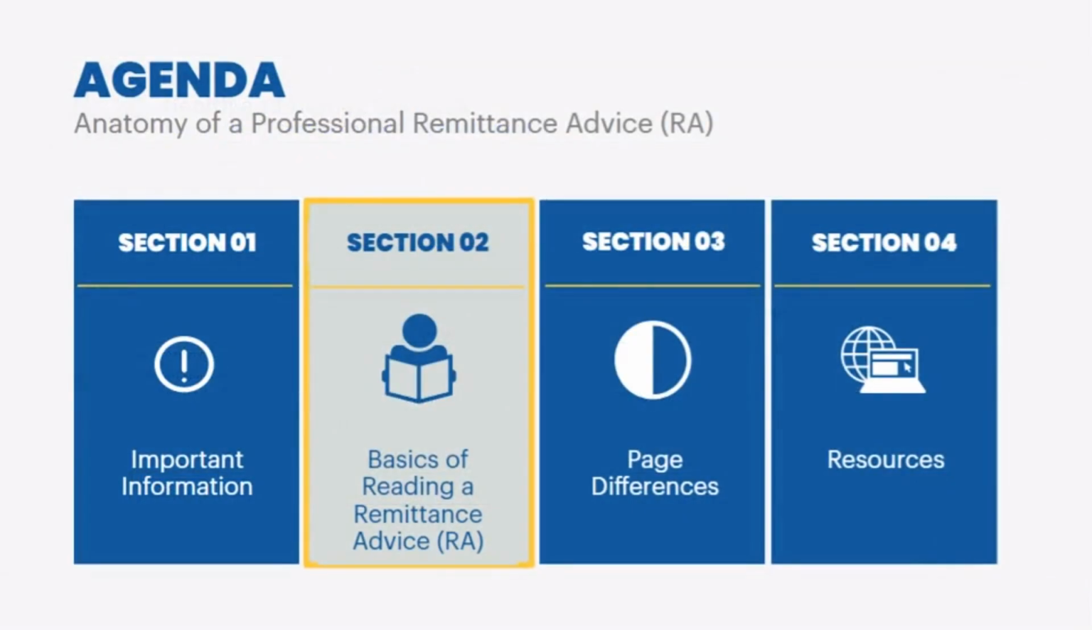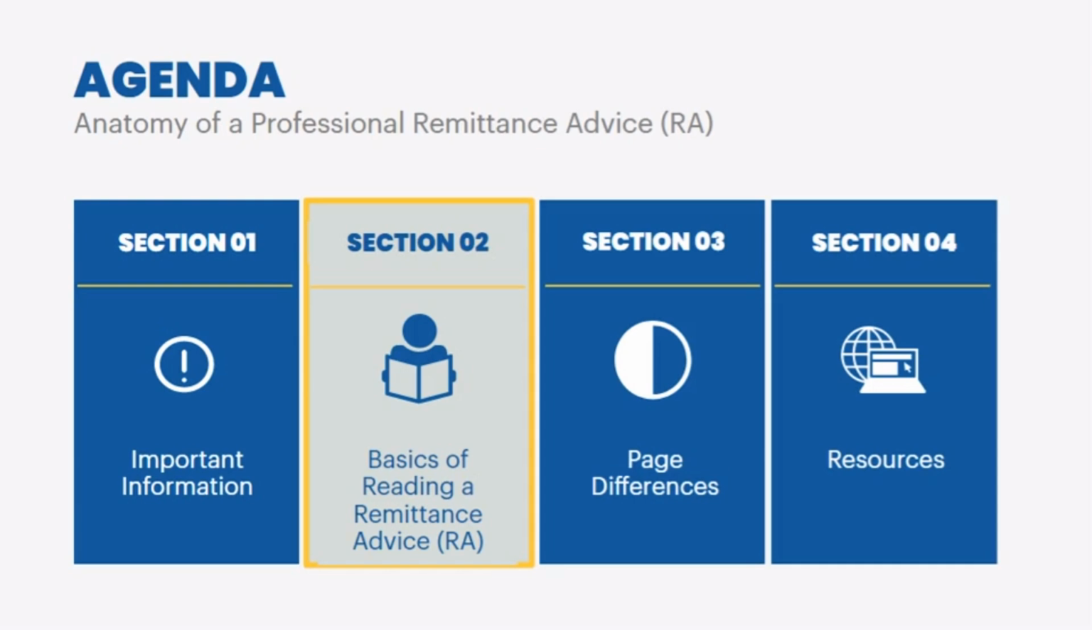Section 2 will walk through the basics of reading a professional remittance advice. It will cover the list of possible included pages and the order in which you will encounter them. This section will specifically highlight features of banner messages, paid claims, adjustments, and financial transactions pages. Features of the other page types will be covered in the next section.